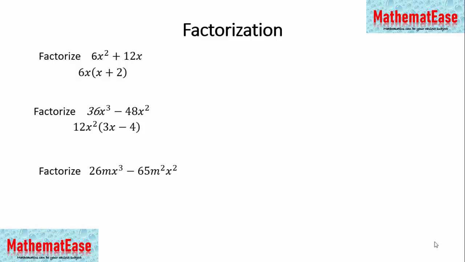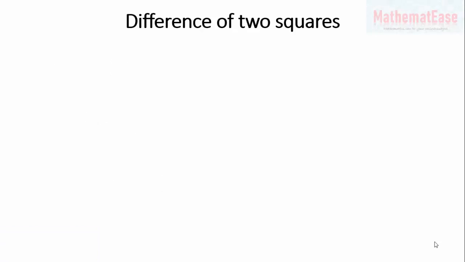So what I will have outside the bracket will be 13mx squared. So the remaining one will be 2x minus 5m. How do I get 2x minus 5m? When you use 26mx cubed divided by 13mx squared, you get 2x. When you have minus 65m squared x squared divided by 13mx squared, you get 5m. So this is the final answer for that.